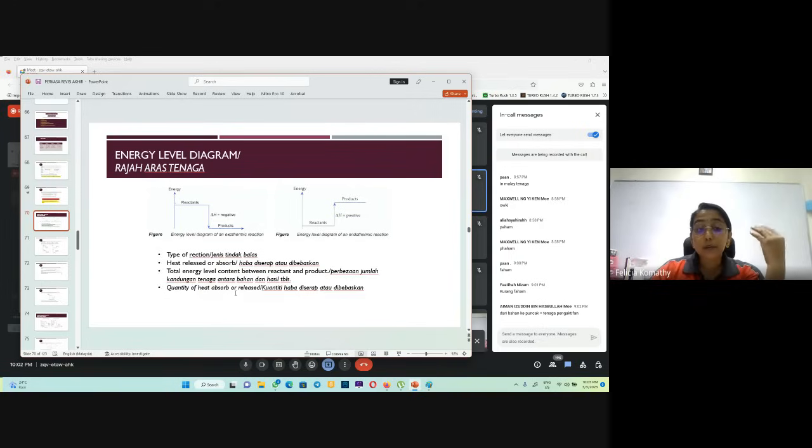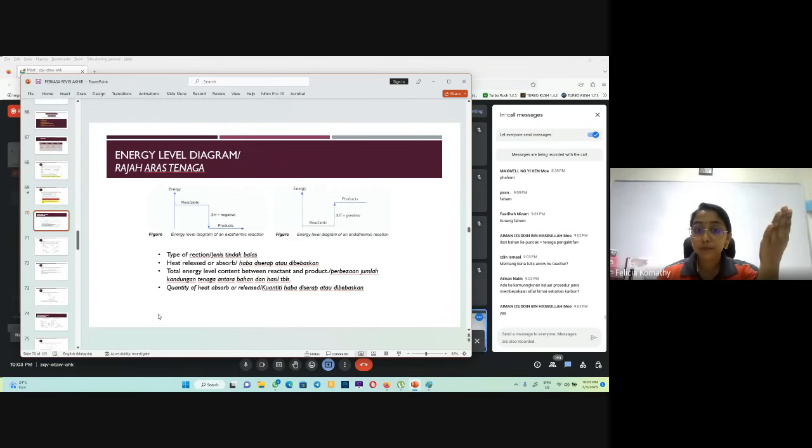And then you talk about the quantity of the heat absorbed or released. Remember when you talk about quantity of heat absorbed or released, the unit you must use only kilojoule. Don't use per mole. Don't use mole. Only use kilojoule.